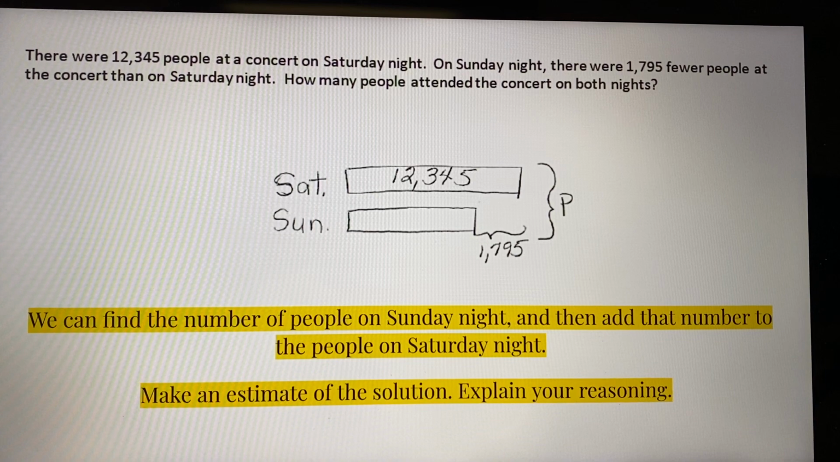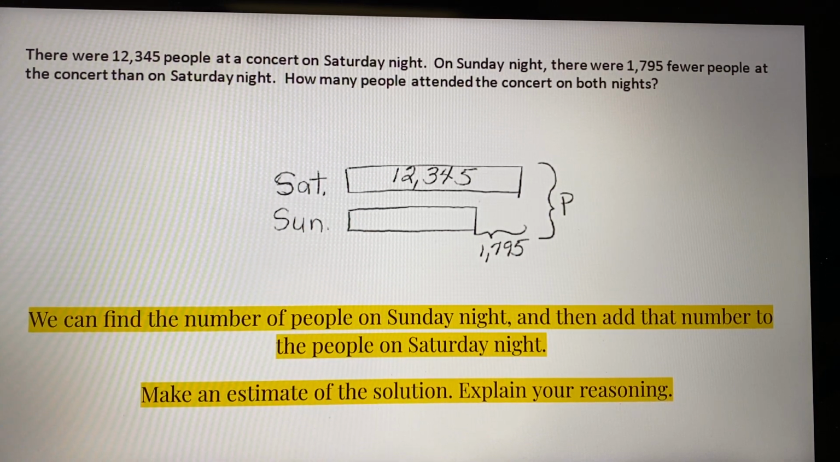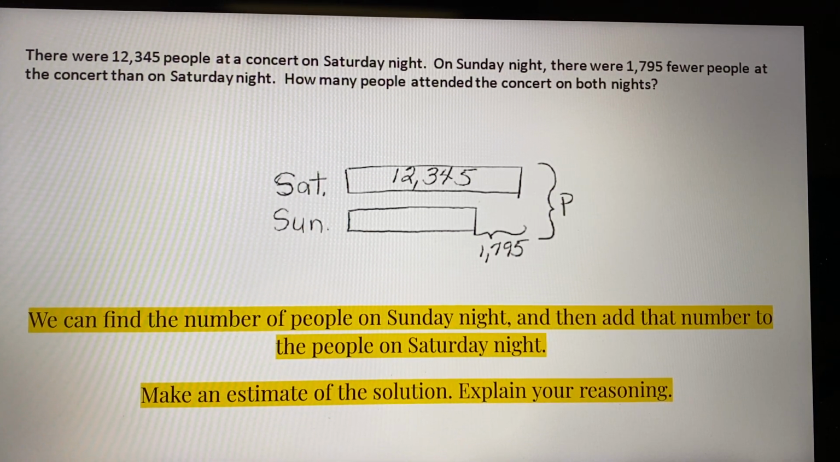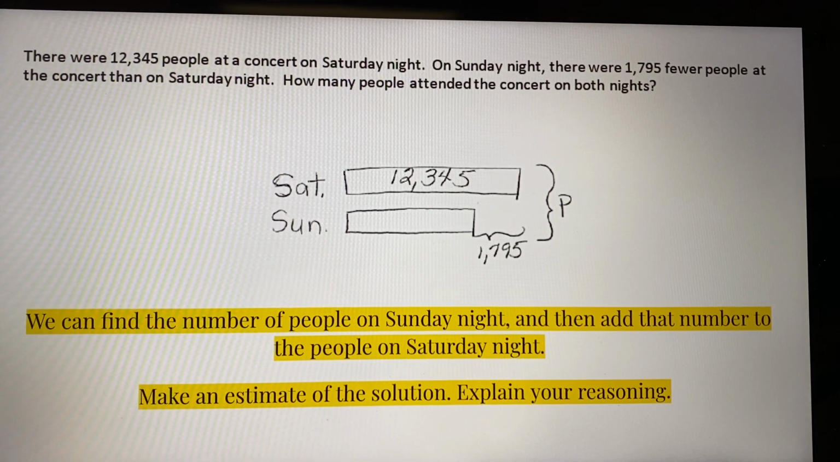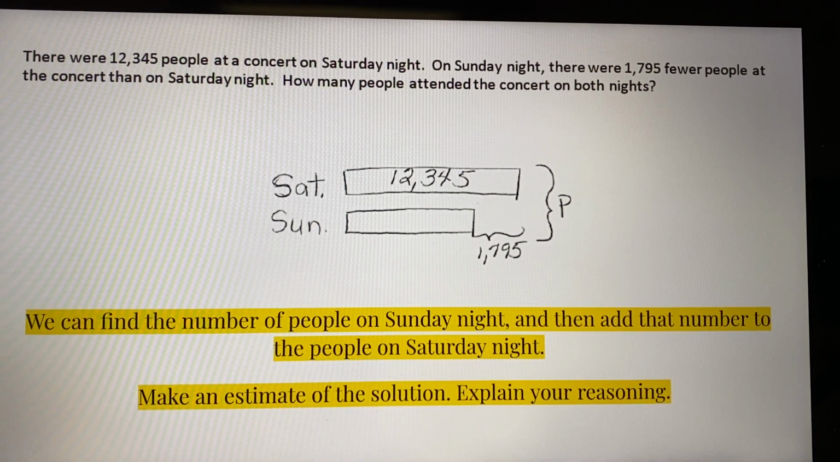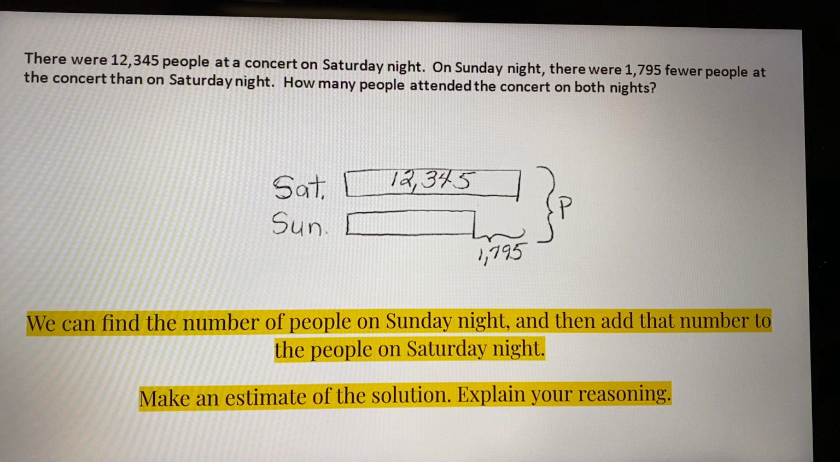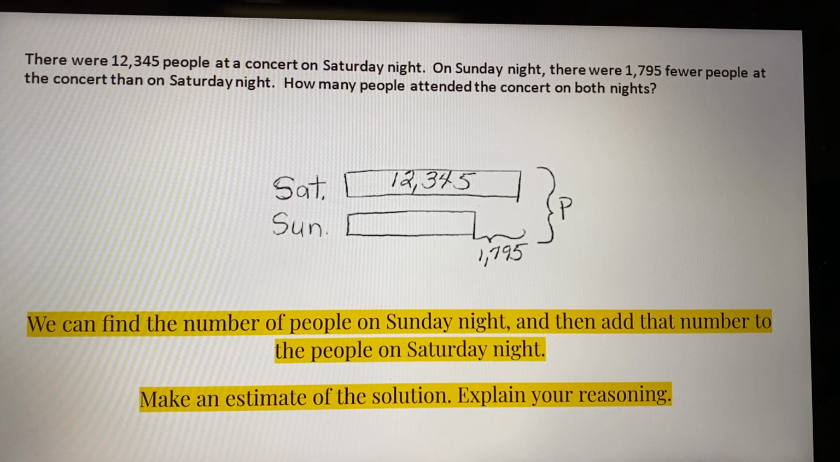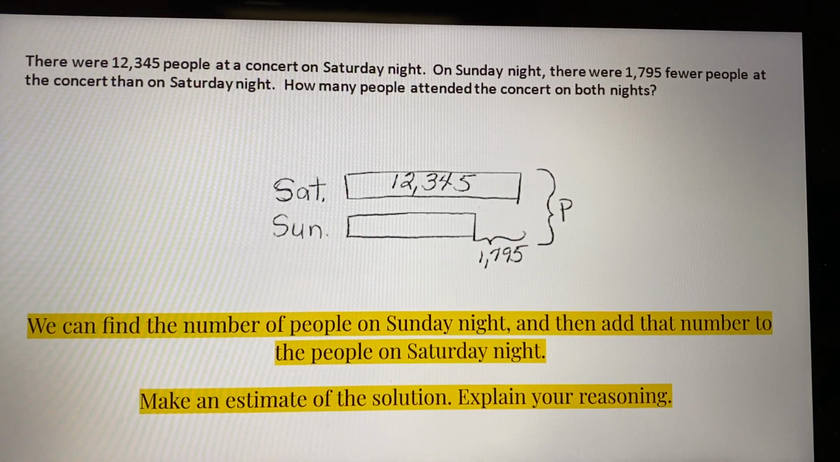So there's our tape diagram. We have Saturday night right there. We've got to find Sunday night. And we have to add that number to the people on Saturday night. I'm sorry, we can't find the total yet. We don't have Sunday night. We have to add that number to the people on Saturday night.